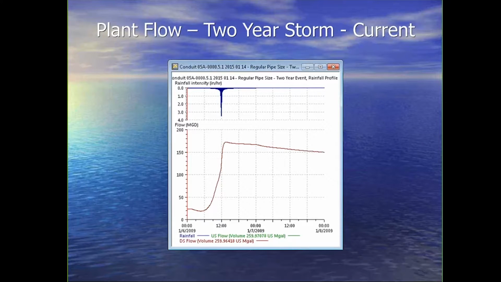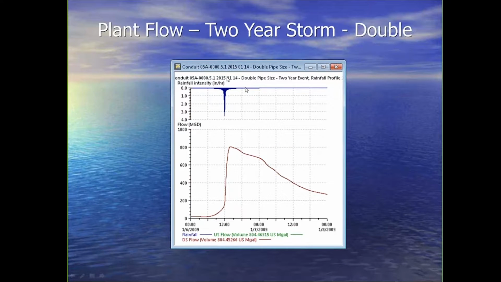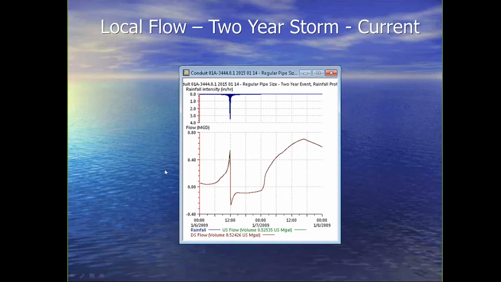So it might be a bit of a crazy concept, but this is showing here the initial model run with a regular pipe size. And this is the flow that's coming into the wastewater treatment plant. So it's peaking at around 170, 175 mgd in the 2-year event. So I doubled every pipe in the system in the model, just for grins, and it peaked all the way up to 800 mgd. Now, let me say that our treatment plant can take around 200 mgd on a good day.